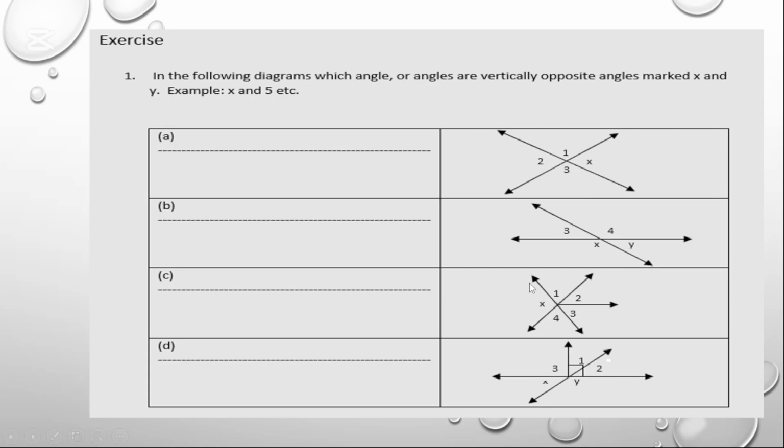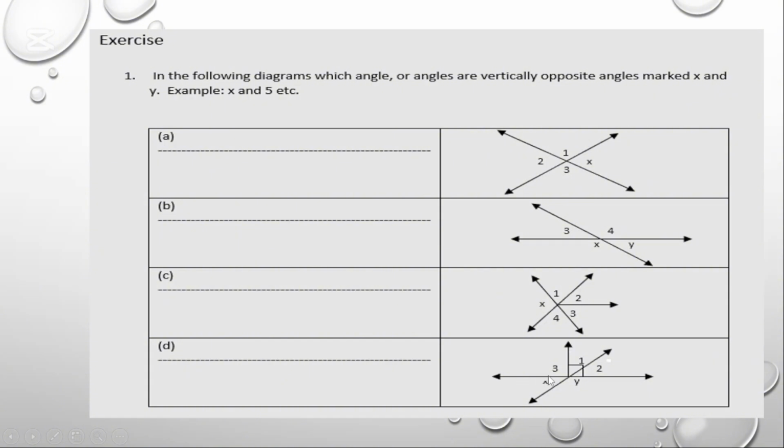Okay. Here we have only 2 lines that intersect. This line is just a ray. This is just the ray that starts by this vertex here. Right. It does not intersect those 2 lines. So X, what do you think? Is X vertically opposite 1, 2, 3, or 4? Or maybe opposite 2 and 3? You decide.